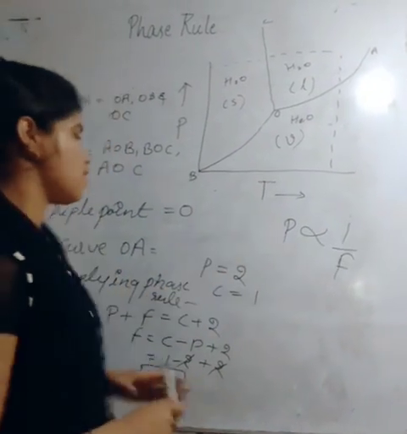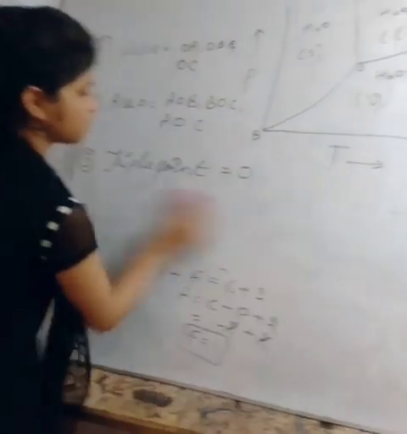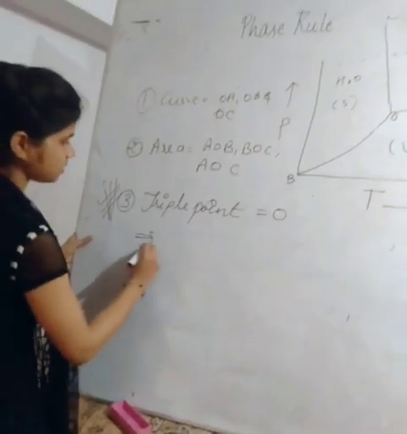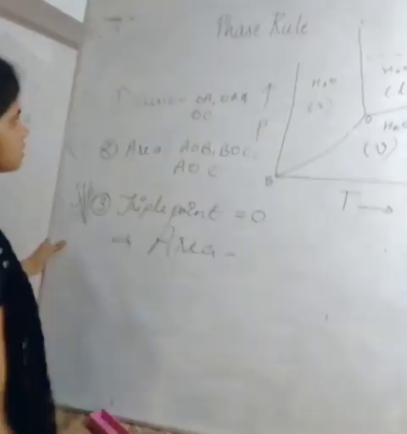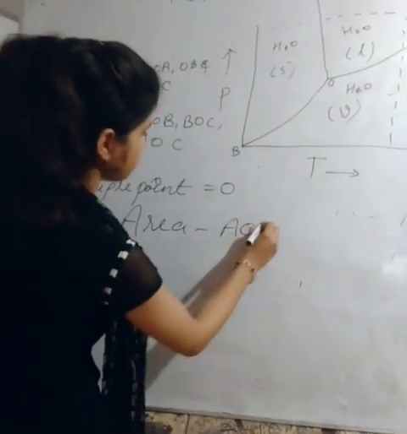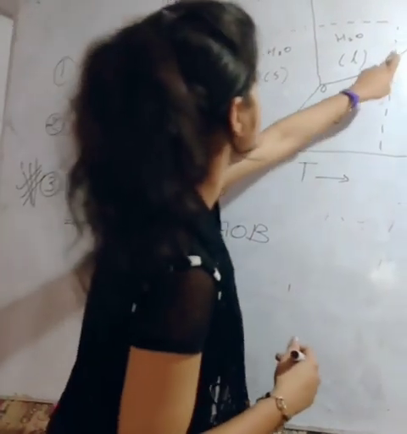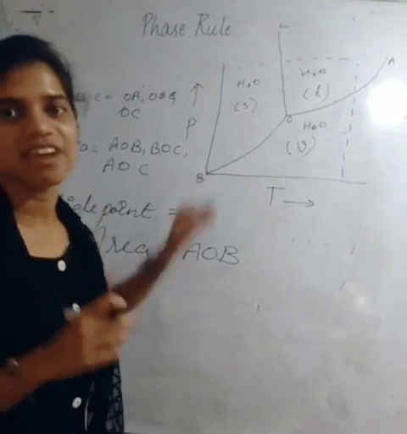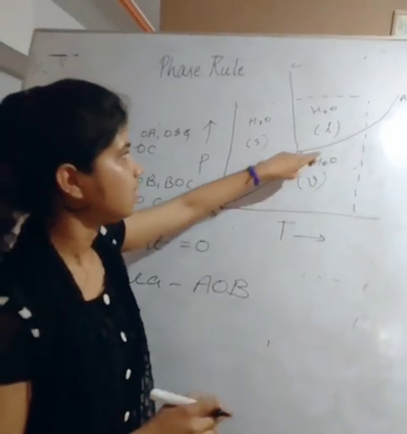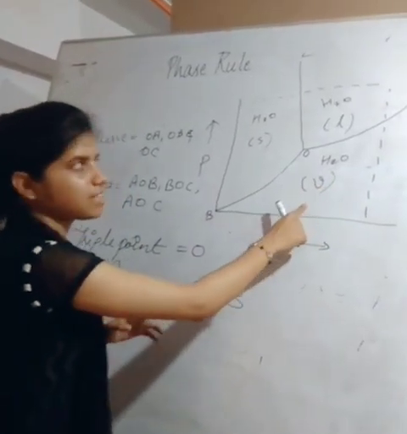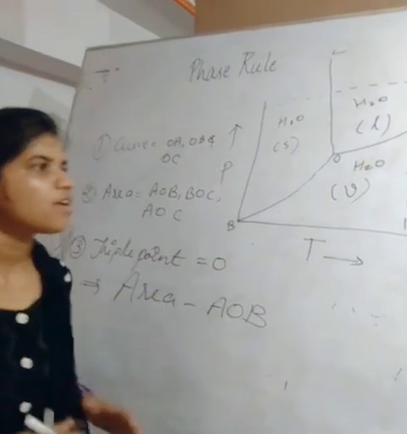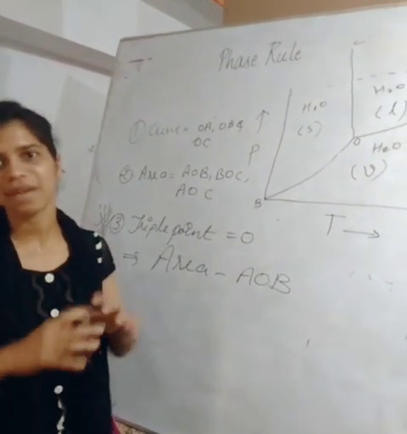Got it? Now, moving to another thing, that is area. So how to calculate the area? Let us see. Another thing is about the area. So first area is area AOB. In this, we will observe that a particular phase is confined in a particular area. Here, this area is enclosed by the vapor phase, this area is enclosed by the liquid phase, and this area is enclosed by the solid phase. So here, all the areas are confined in a particular phase.